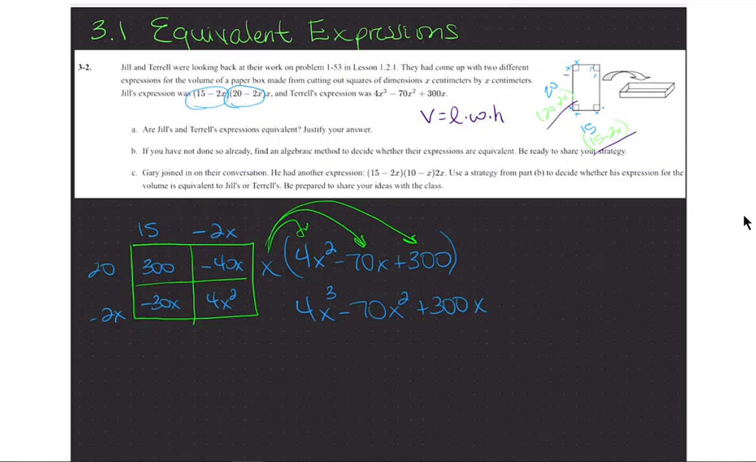So I'm going to go up and check and see what Terrell came up with, and Terrell came up with 4x to the third minus 70x squared plus 300x, which is the same thing that we came out with. So are these equivalent? Yes, they are equivalent. It's just two separate ways to write the problem.